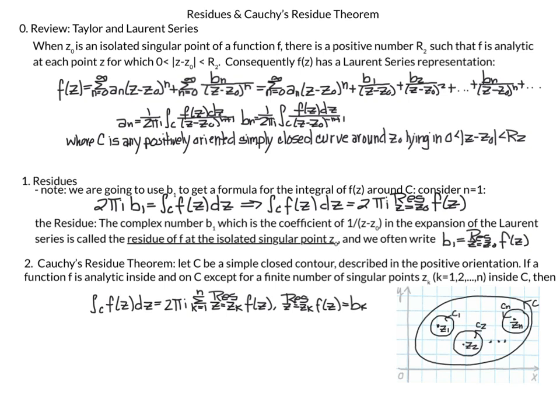And then we have the Cauchy Residue Theorem, which we already talked about, but I'm just going to read it. So let C be a simple closed contour described in the positive orientation. If a function f is analytic inside and on C except for a finite number of singular points inside C, then the closed curve integral along C of f of z is equal to 2 pi i times the sum of the residues for the singular points that are inside C.